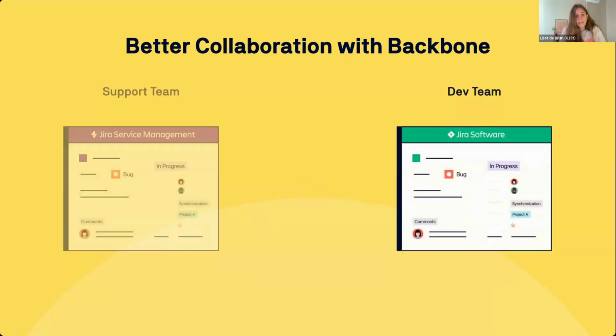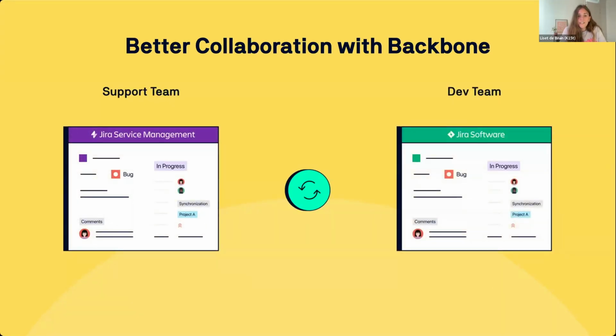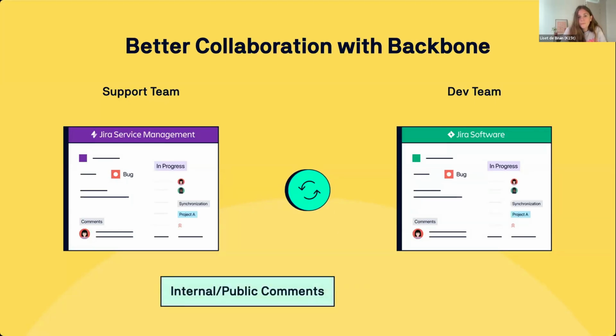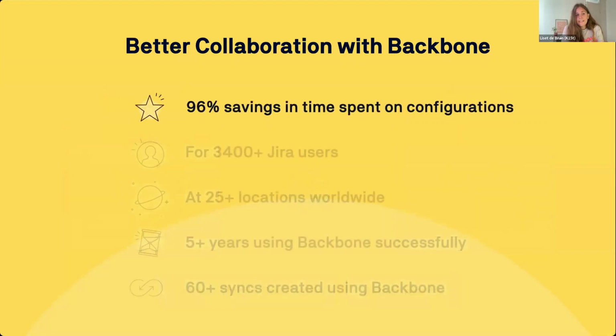And for comment syncing and also for attachments, you can also choose between internal and public comments and attachments. So you have even more control over that. This means you only sync what you really want to sync. And in the end, Arvato reported up to 96% savings in time spent on setting up configurations for syncing issues. So no longer the manual updates or Jira automation, just everything in Backbone.